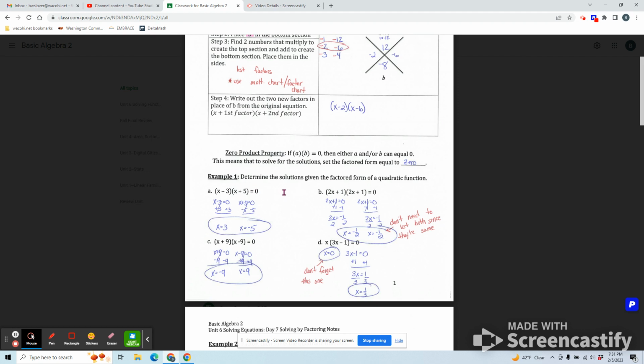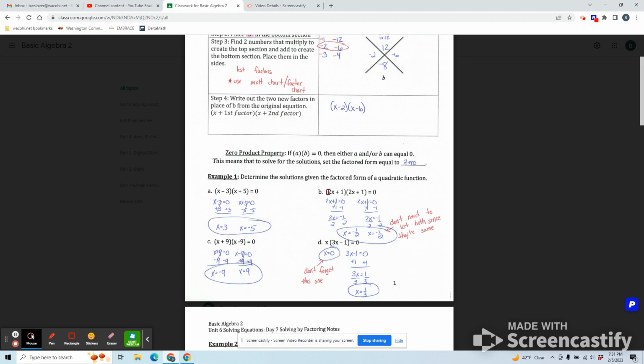It says determine the solutions given the factored form. So I've already factored it for you. You just have to solve for x. We're going to take each set of parentheses and set them equal to 0. So x minus 3 equals 0, and x plus 5 equals 0. And then we solve. So for the first one, I add 3 to both sides. I get x equals 3. The second one, I subtract 5 from both sides, and I get x equals negative 5. These are my answers. I don't do anything with them other than circle them to show that they're my answers.